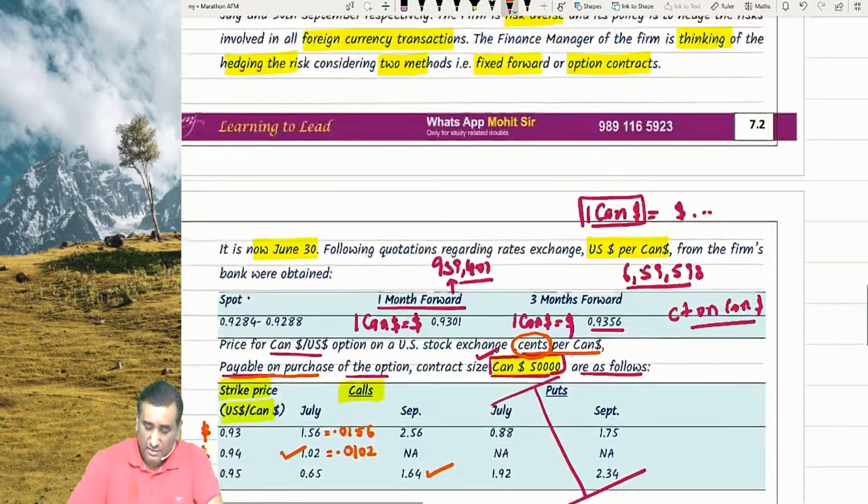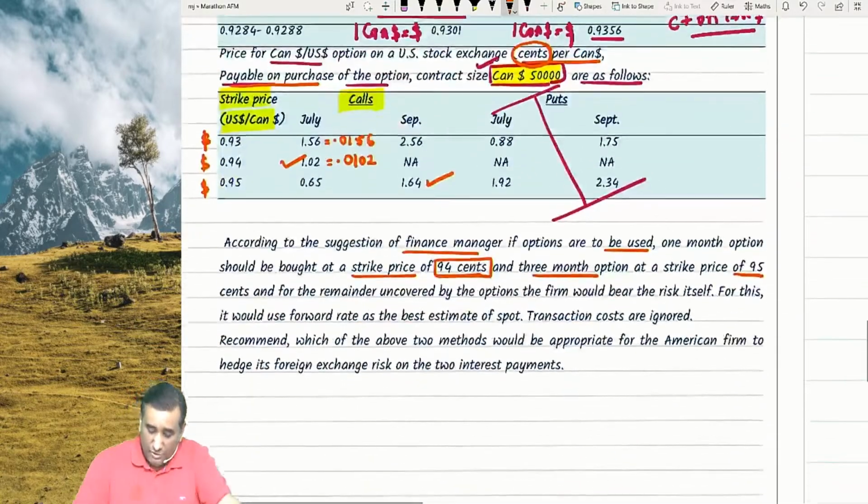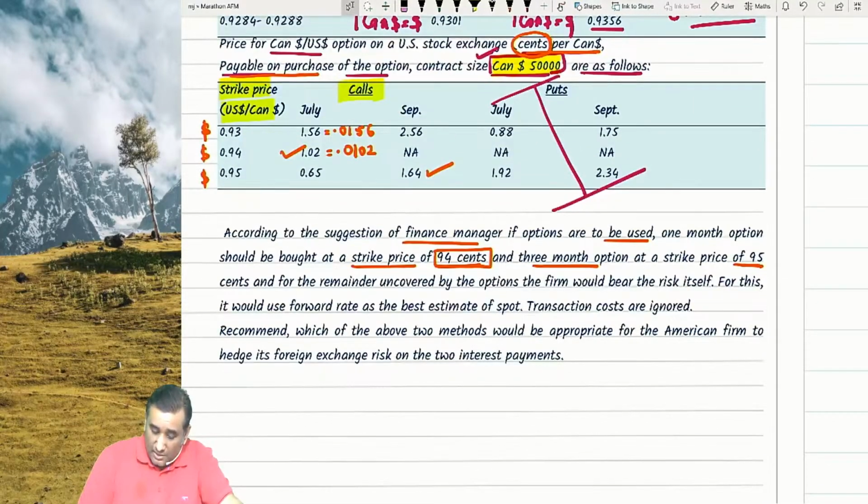Just a month. 10 lakh 10,000. The contract size is 50,000, so divide by 50,000. You'll get something like 20.2. Basically, the 0.2 is extra. That 10,000 is extra. If nothing is said, what will you do? Forward. Now he creates a problem. He says, for the remainder uncovered by the option, the firm would bear the risk itself. For this, it would use the forward rate as the best.